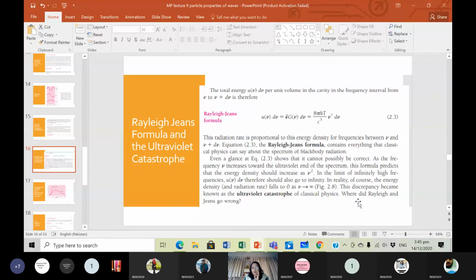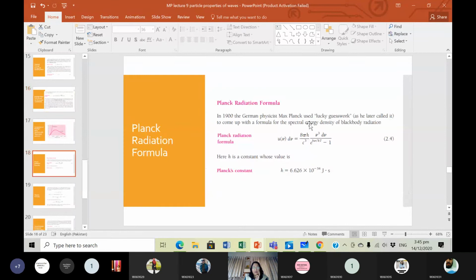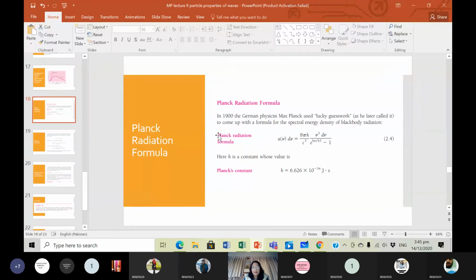So now we want to figure out, where did Rayleigh and Jeans go wrong? How do we figure out how to improve this formula? So now we will talk about Planck's radiation formula, whereby in 1900 the German physicist Max Planck came up with a formula for the energy density of black body radiation.